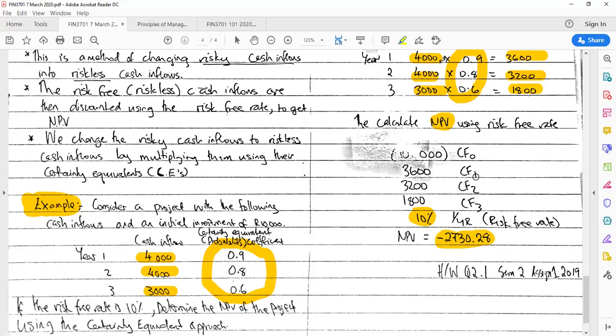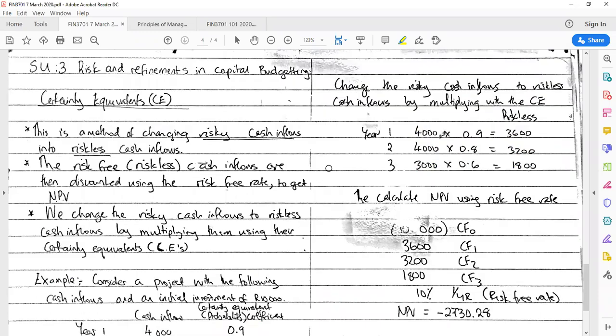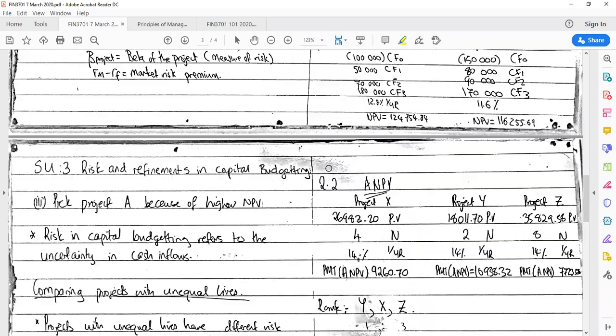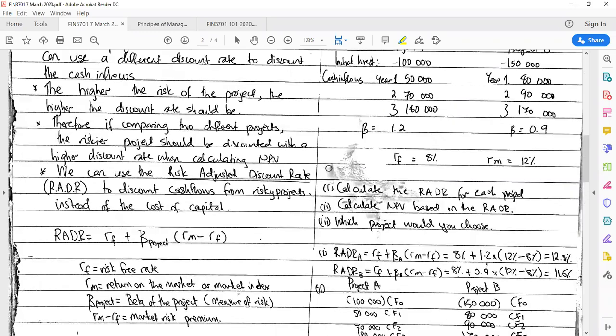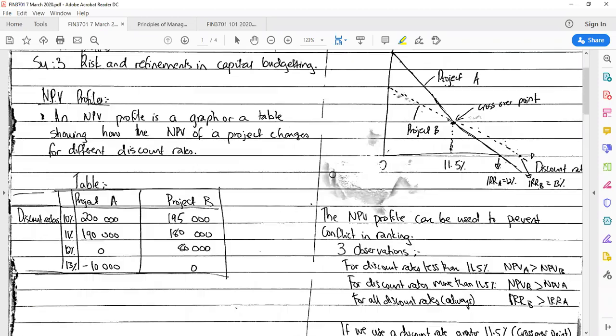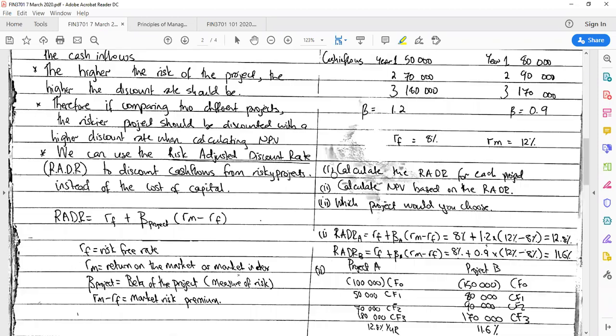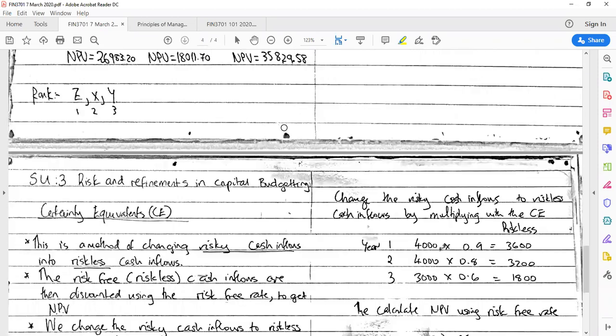So in conclusion, we looked at NPV profiles, and after that we looked at comparing projects with different lives, the annualized net present value, and we concluded by looking at the certainty equivalent approach. And also we looked at the risk-adjusted discount rate. So these are all concepts which are really important, which could be asked in the exam. Make sure you know the theory behind these concepts.